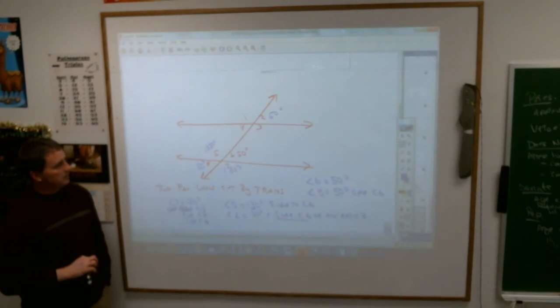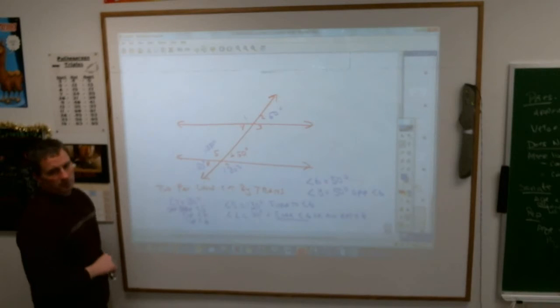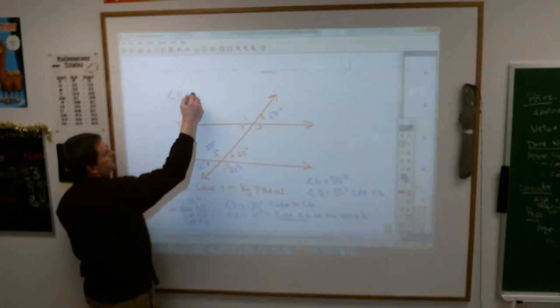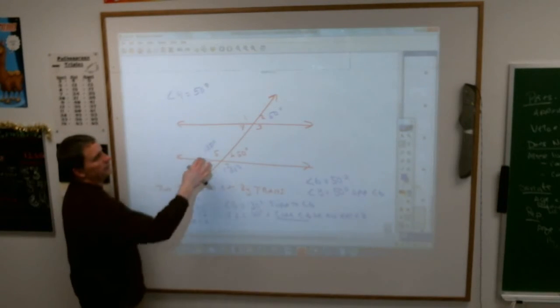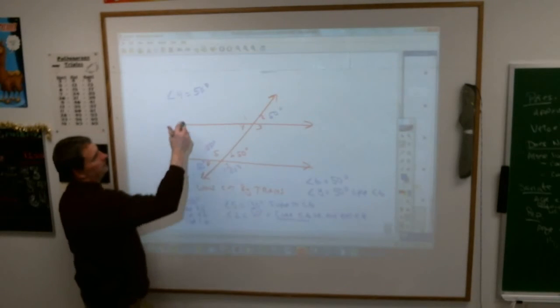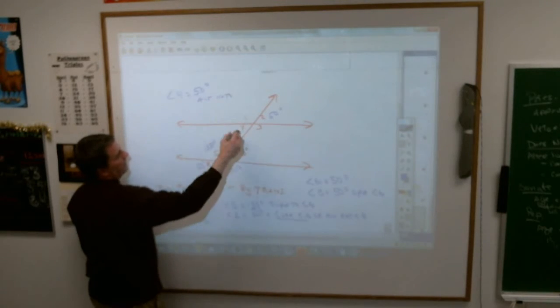Is there another reason why that we know of? I don't think so yet, is there? Not yet. There'll be another one. Another reason, you know what it is, Evan? Angle 4 is 50 degrees. Because they are exterior. No, angle 4 is an interior angle, inside the lines, so they're interior angles. It's an alternate interior angle with angle 6.